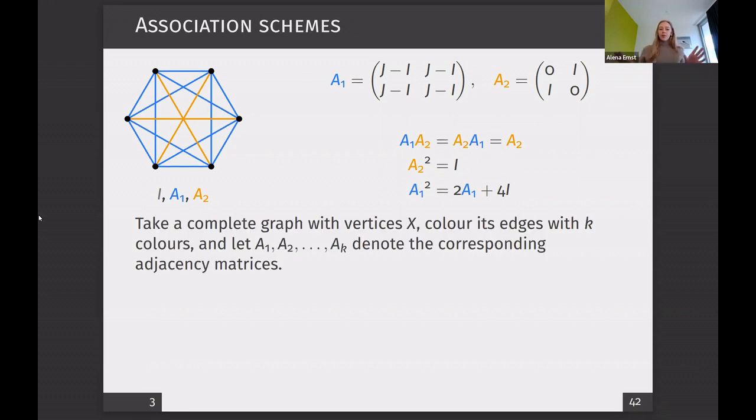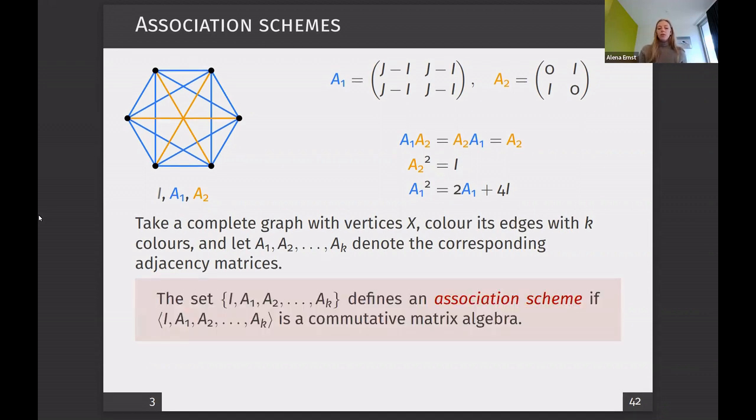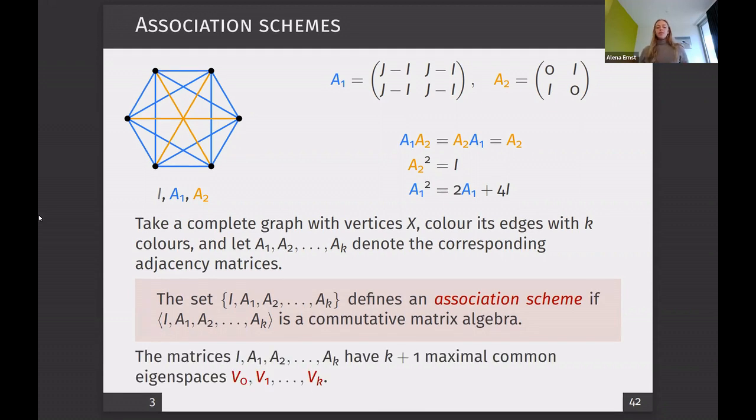So in general, just think about a complete graph with vertex set X. We color its edges with k colors, get some corresponding adjacency matrices, and they, together with the identity matrix, then define an association scheme if the span of this set is a commutative matrix algebra. And they come with a nice property because all of these adjacency matrices, together with the identity, have k+1 maximal common eigenspaces. And during this talk, they will be denoted by this capital V.